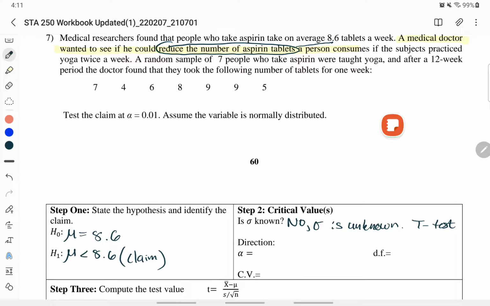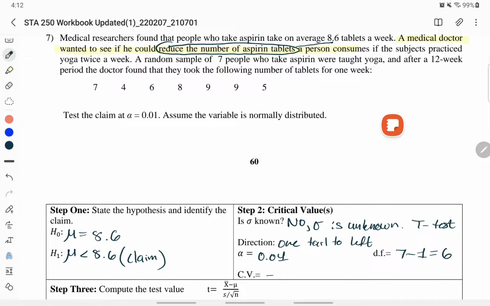The direction of this test is a left tail test. So one tail to the left. The alpha level is 0.01. Because this is a t-test, I must find the degrees of freedom. We have a random sample of 7 people. So my degrees of freedom is going to be 1 less than that. 7 minus 1, which is 6. Remember, this is a left tail test, so the critical value needs to be negative.